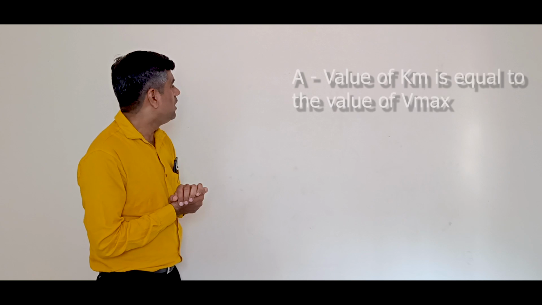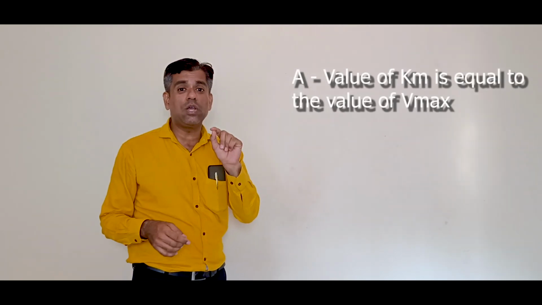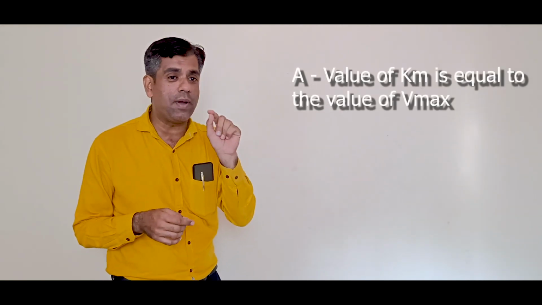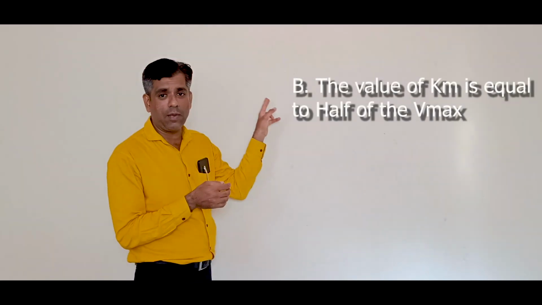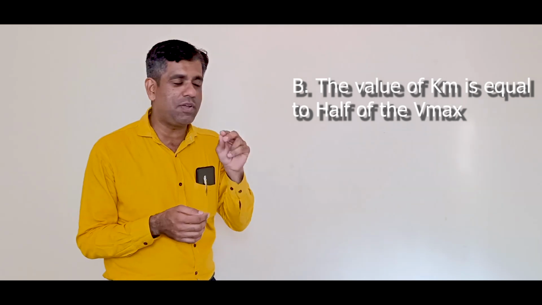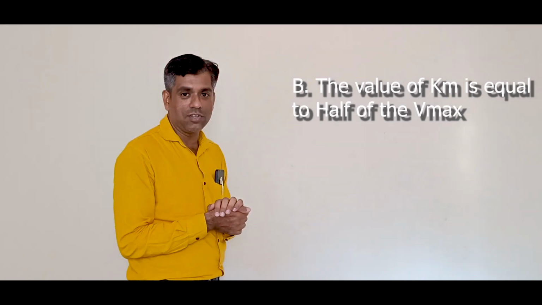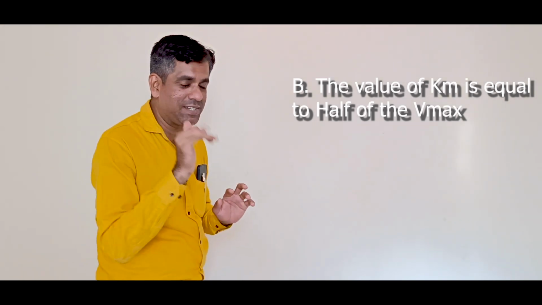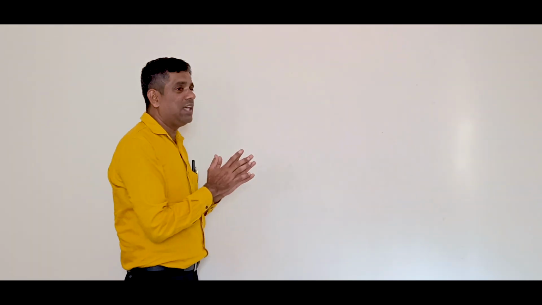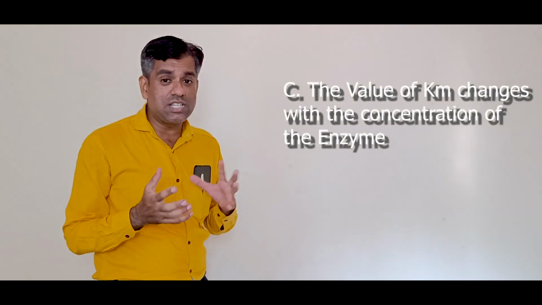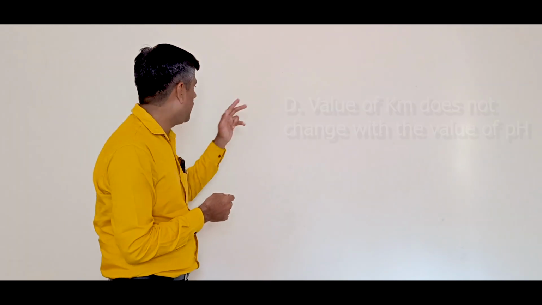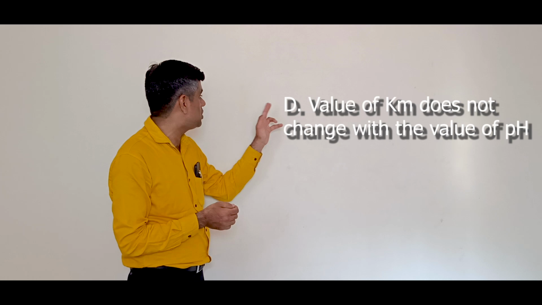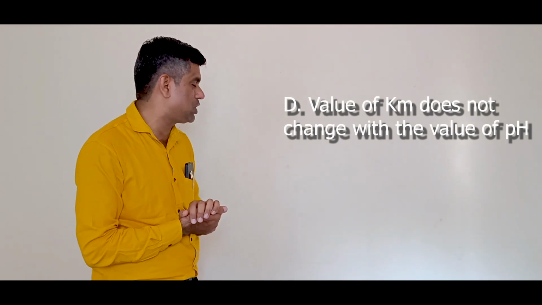A says the value of Km is equal to the value of Vmax. Then B says the value of Km is equal to half of Vmax, right? Some of you jump to the conclusion it is right, but let's come to it. Then you have C, that the value of Km changes with the concentration of your enzyme. And D, the value of Km does not change with the value of pH, okay?